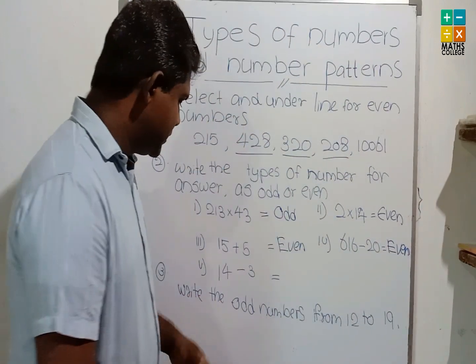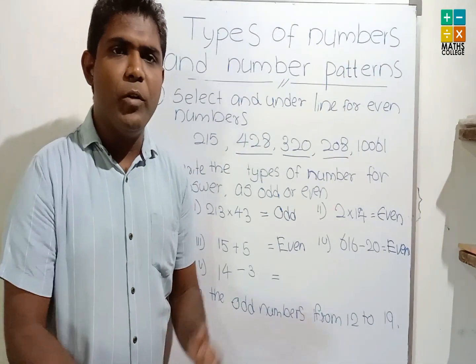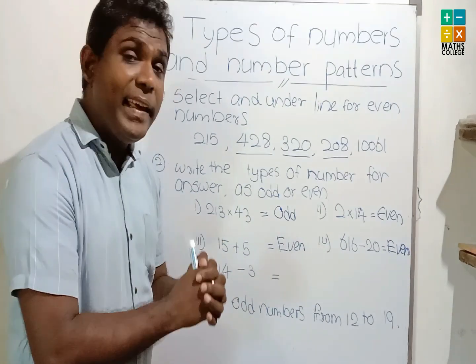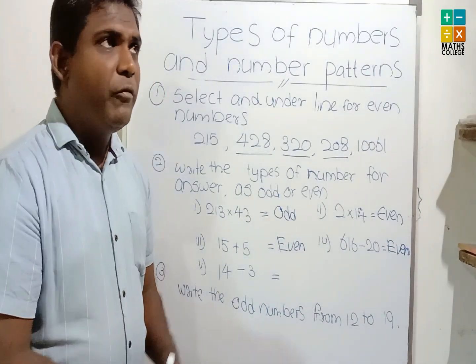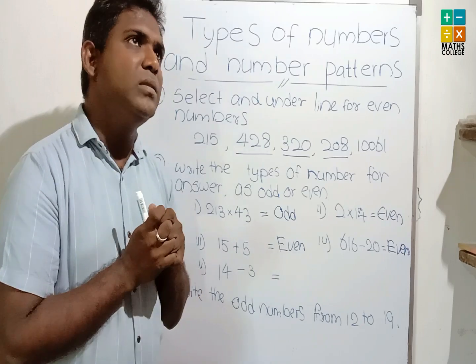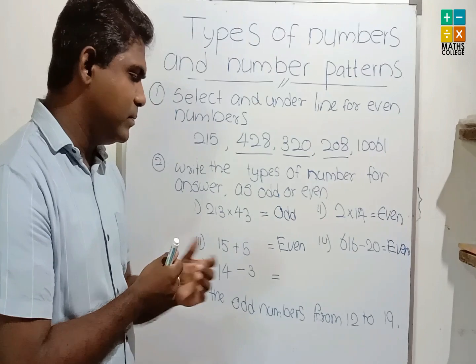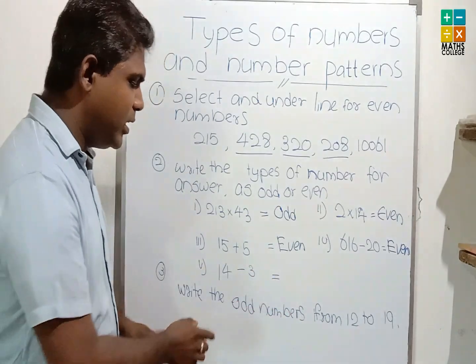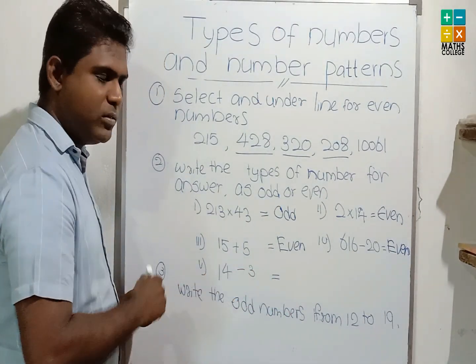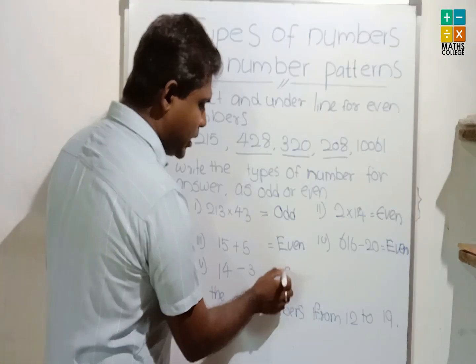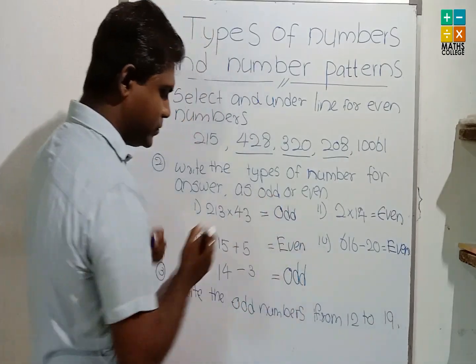Okay, next 14 subtraction 3. 14 is an even number, 3 is an odd number. When we consider our known values, 6 subtraction 5 is 1. That means 1 is an odd number. Here also, even subtraction odd, that means the answer is odd.